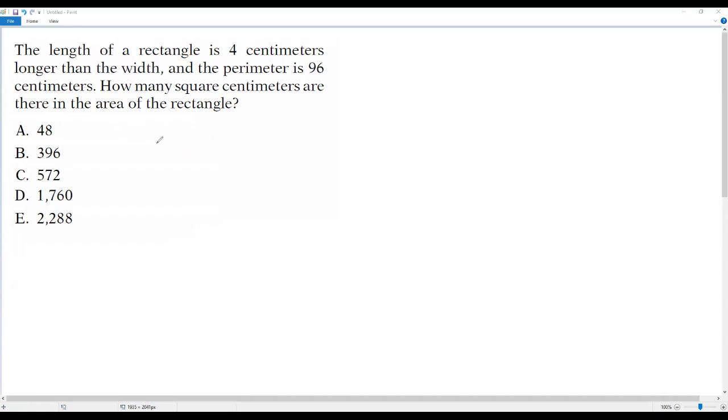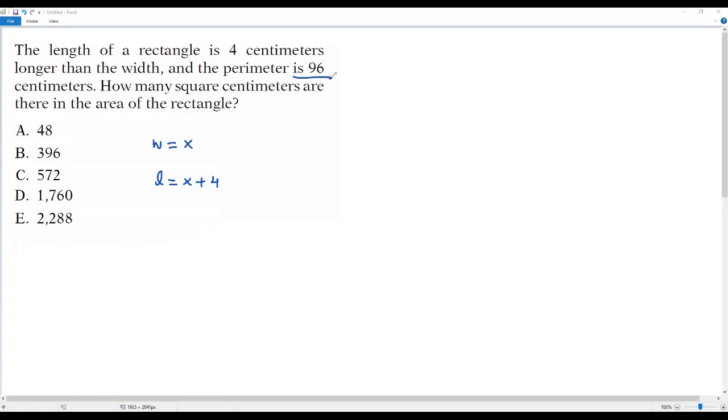Okay, let me assume the width of the rectangle as x. Let me write it. The width of the rectangle equals x. Then what is the length of the rectangle? According to this information, the length of the rectangle is 4 centimeters longer than the width. That is, the length equals x + 4. Here I got the length and width of the rectangle in terms of x.